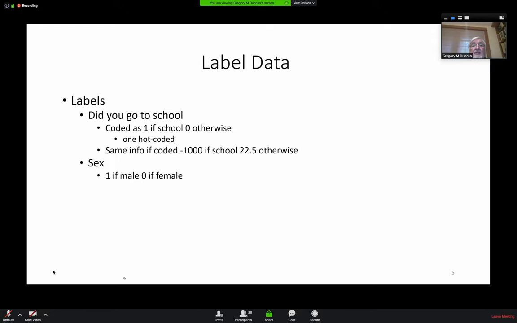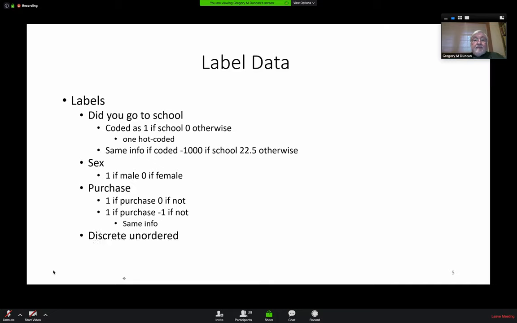Sex, we'll run into this a lot. 1 if male, 0 if female, 0 if male, 1 if female. They're called dummy variables or indicator variables. Purchase. 1 if you purchase something, 0 if not. We'll also see 1 if you purchase something, minus 1 if not. They both give you the same info as long as you have the dictionary. Discrete unordered.